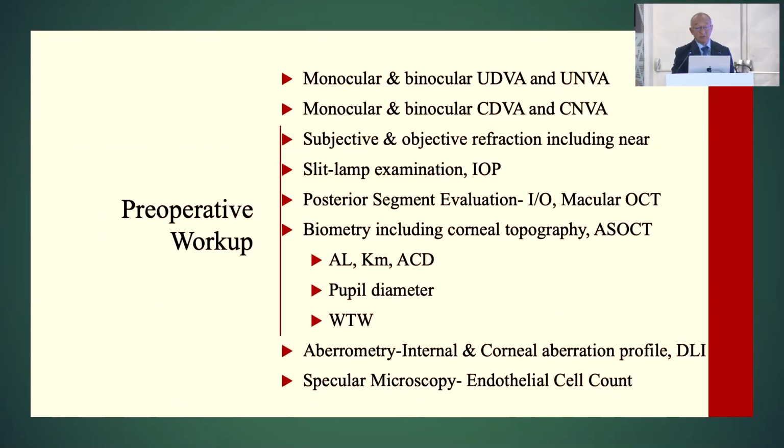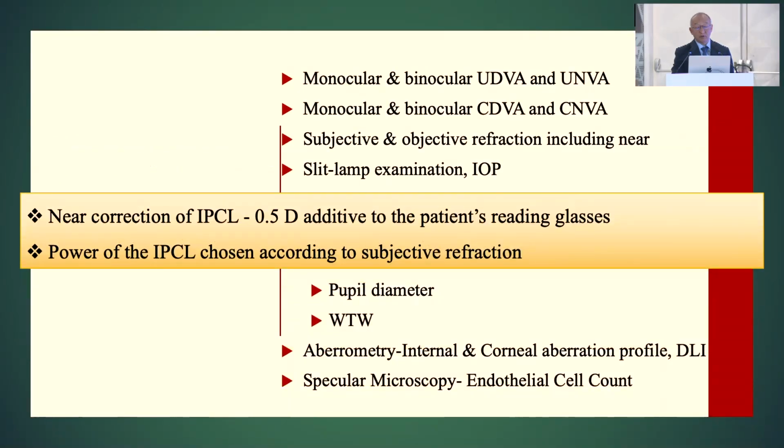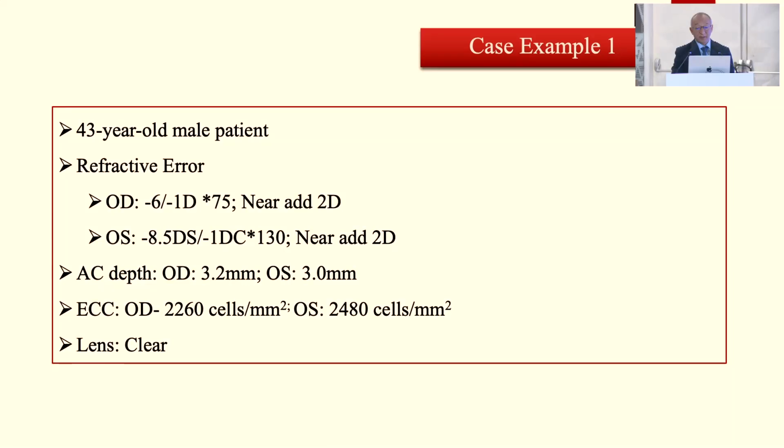These are routine things. Pre-op work is similar to what we do for all these cases. The addition required is -0.5 diopter to the spectacle correction for the presbyopic correction which the patient requires. To give you an example, one of my patients, a 43-year-old male patient, -6. All high refractive error patients are good candidates. Never do it for low myopic patients, and emmetropic patients are a difficult choice. Hyperopics are always suitable cases.